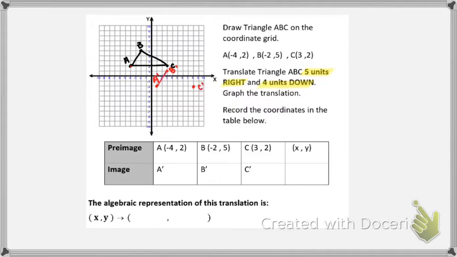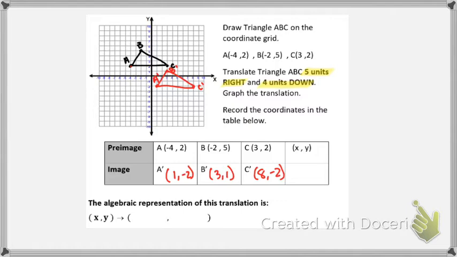Okay, that's where I changed the location of my triangle. I didn't make it bigger. I didn't make it smaller. So we're just either adding or subtracting on our x and y axis. Okay, so let's go ahead and we said A prime was at 1, -2. B prime was at 3, 1, and C prime was at 8, -2.